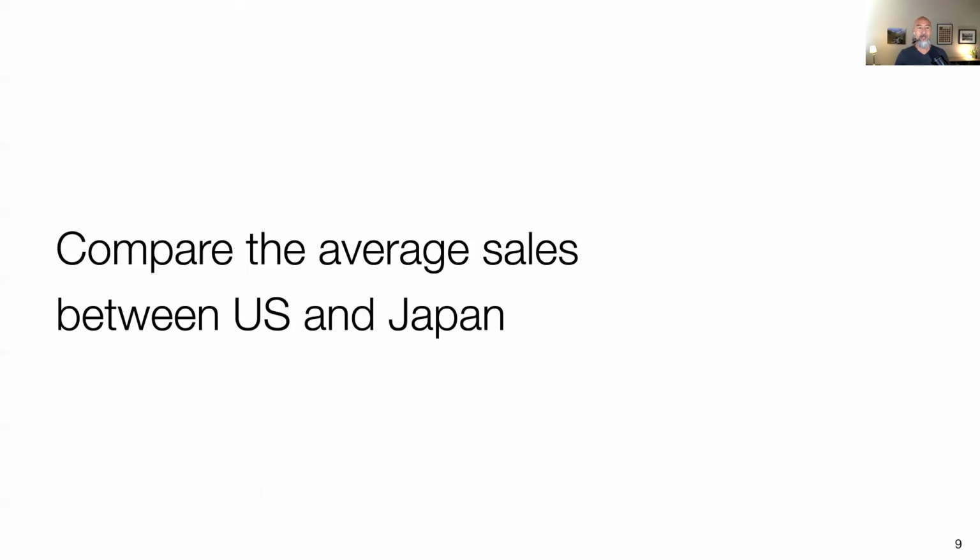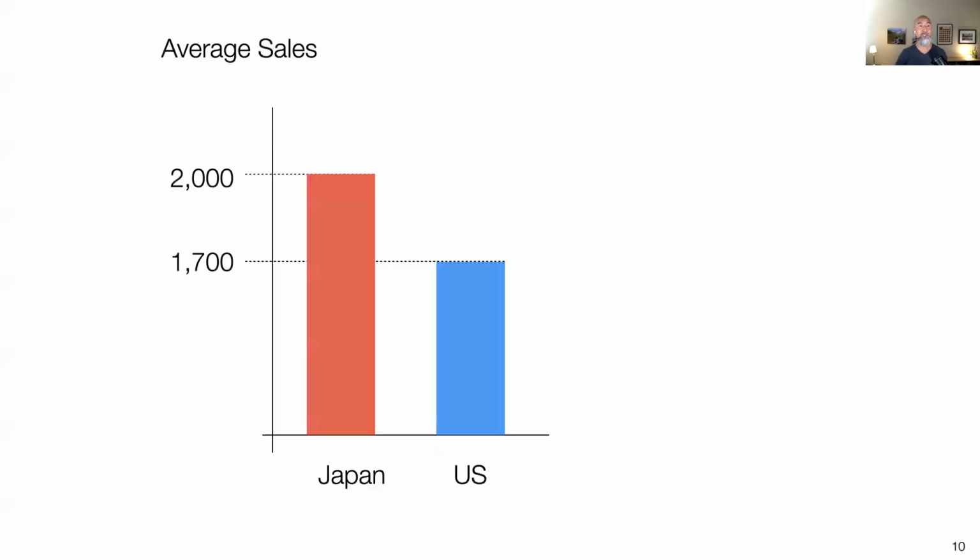Okay. So let's say you want to compare the average sales between US and Japan. Just imagine you have the sales for a store or whatever, retail, and then you have the sales data coming in. And you want to see, hey, is the US making more money or is Japan making more money? But here, the key is average sales size, right? So here, it looks like the customers in Japan, on average, spend about $2,000. And the US, on the other hand, spends about $1,700.